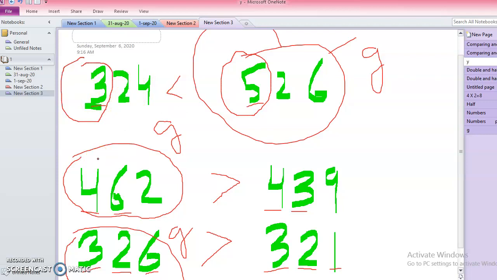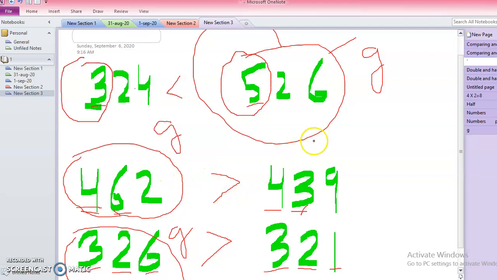If the hundreds are same, like here 4 and here also 4, now if the hundreds are same, then I will check their tens. On the tens position here it is 6, and on the tens position here it is 3. So either 3 is greater or 6 is greater. 6 is greater, so do we know that now that 462 is greater than 439? Okay, why? Because on tens place 6 is greater than 3.